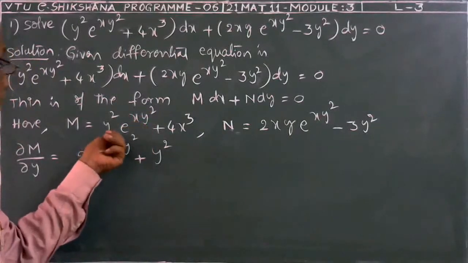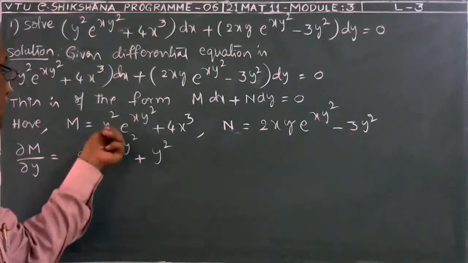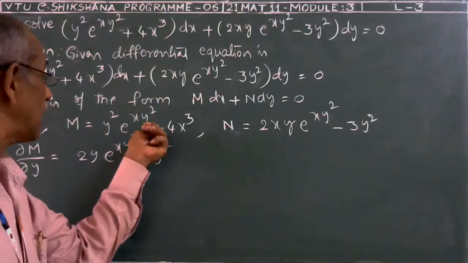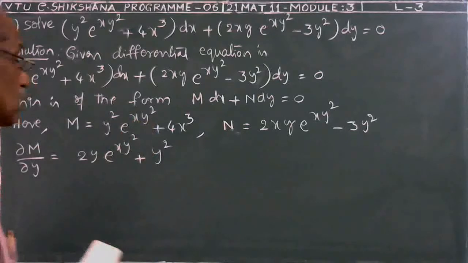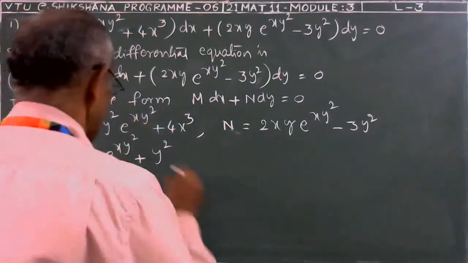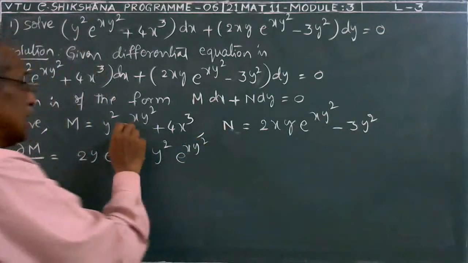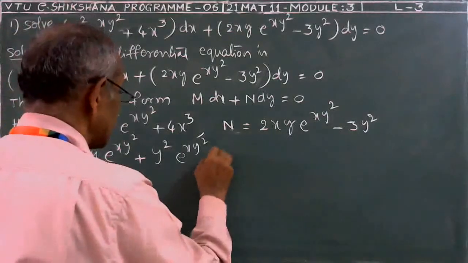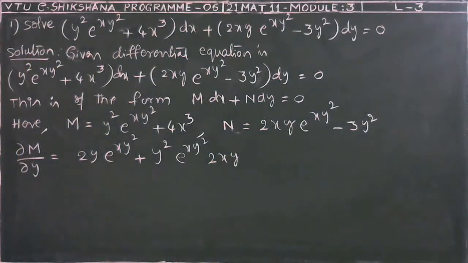I differentiated this 2y with respect to y, keeping this as constant, plus I wrote y square. Now I have to differentiate this partially with respect to y. With respect to y, x is constant. So this is e power x into y square into differentiation of x into y square, that is 2 into x into y, that is 2y into x. Okay.